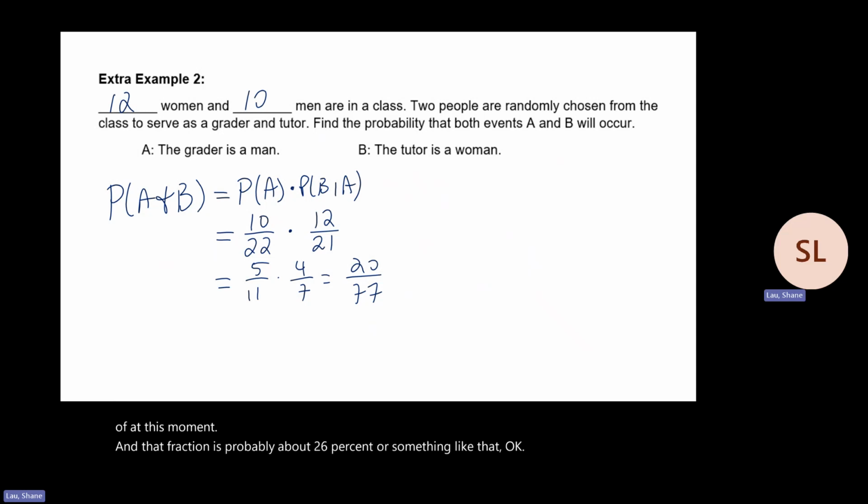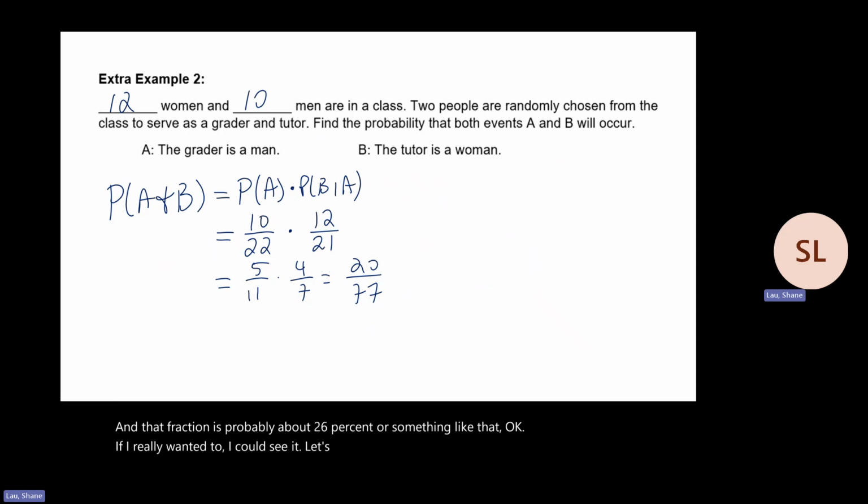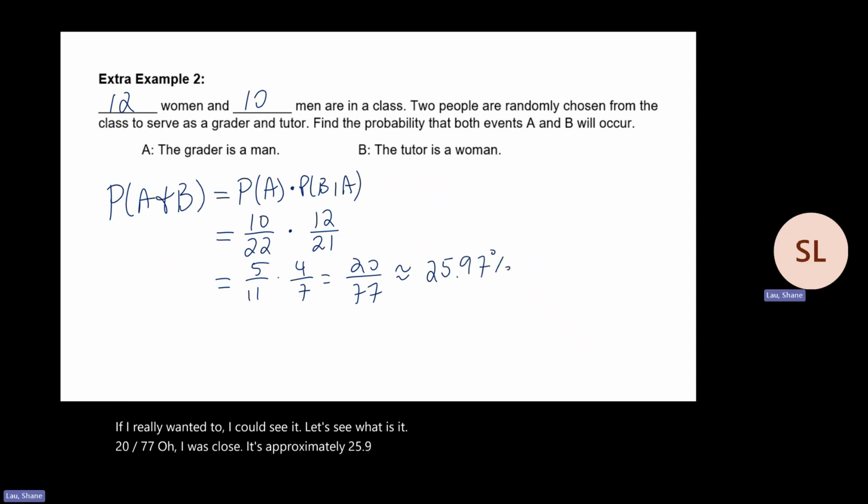Okay. If I really wanted to, I could see it. Let's see. What is it? 20 divided by 77. Oh, I was close. It's approximately 25.97%. Yeah, I was pretty close. Okay.